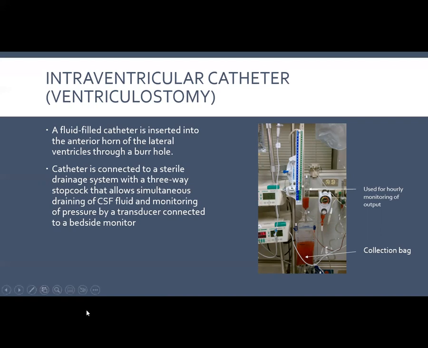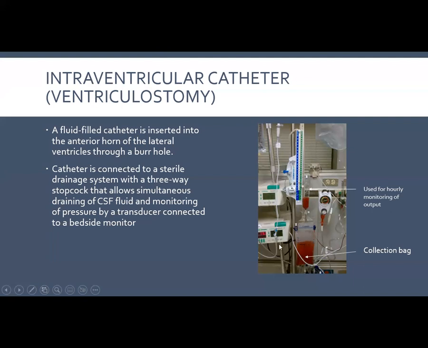So what happens here is we can monitor hourly output of the CSF fluid, and it can alleviate pressure, because if a patient has a lot of pressure, then we want to alleviate some of that by putting in this drain. So they've got hourly monitoring here, and then this here gets put into this collection bag through here.